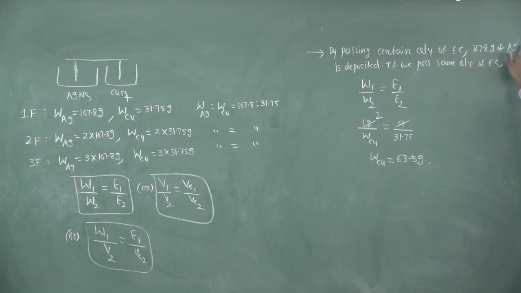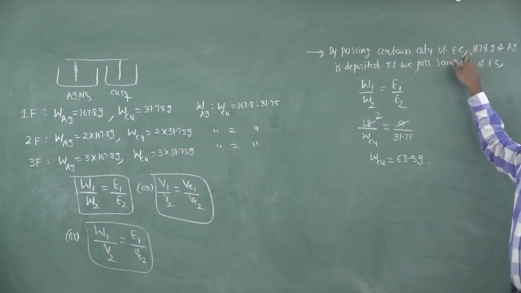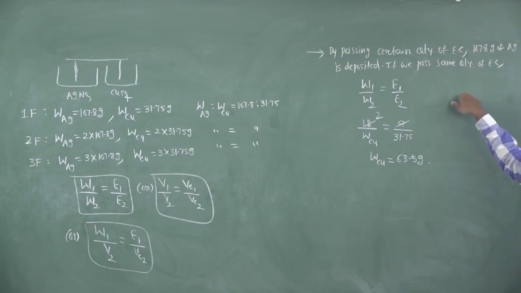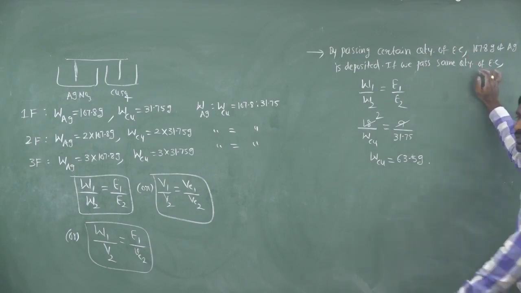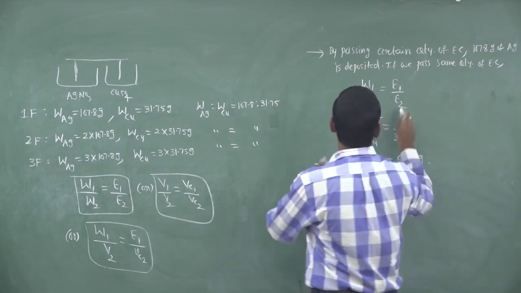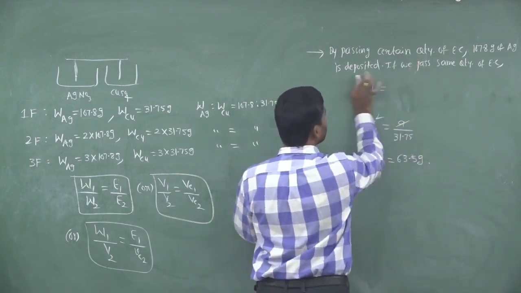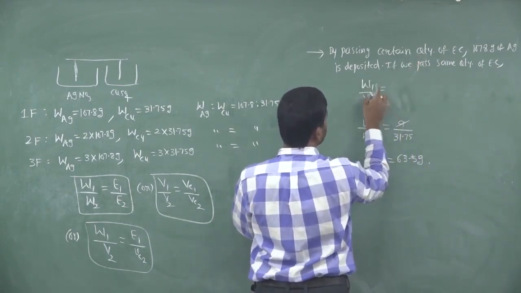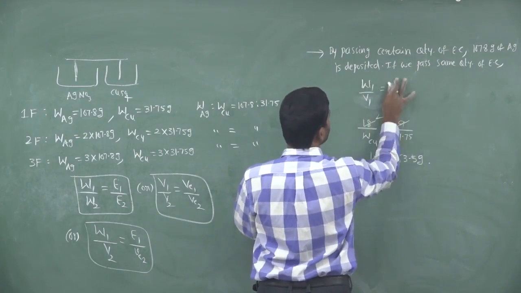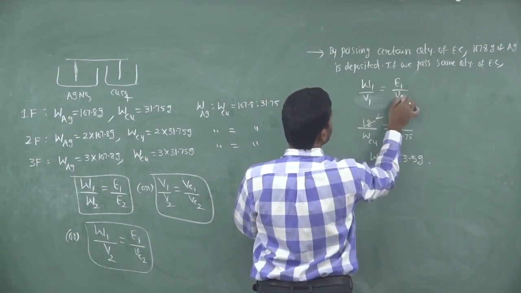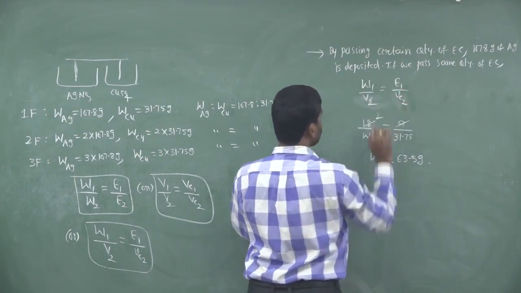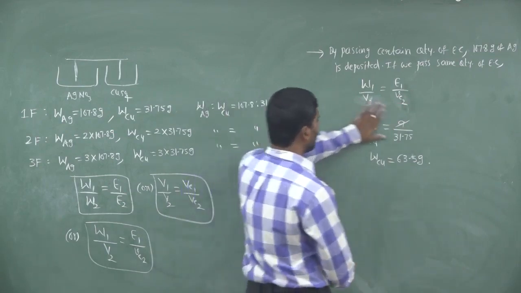Here, how many equivalents of silver is deposited? One equivalent of silver is deposited. That means how many equivalents of hydrogen gas evolved? One equivalent of hydrogen gas is evolved. What is the equivalent volume of hydrogen? 11.2 liters. So the formula we follow like this: W1 by V2 is equal to E1 by equivalent volume, and equivalent volume we have to follow.